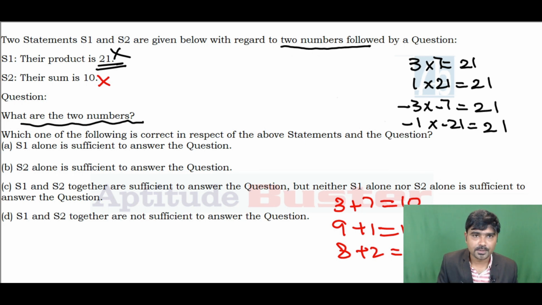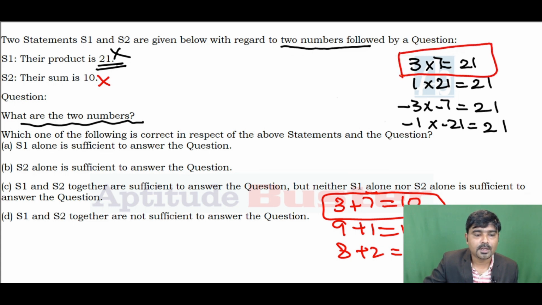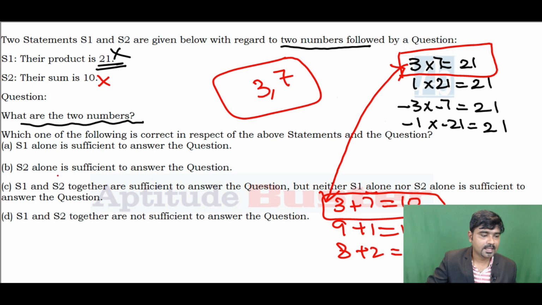Now combine these two statements together. Their product is 21 and the sum is 10. Which one satisfies the condition? 3 plus 7 is 10 and 3 into 7 is 21. If you combine these two statements together, only then can we say the two numbers are 3 and 7. So the answer for this question is that S1 and S2 together are sufficient to answer the question, but neither S1 alone nor S2 alone is sufficient to give the answer for this question.